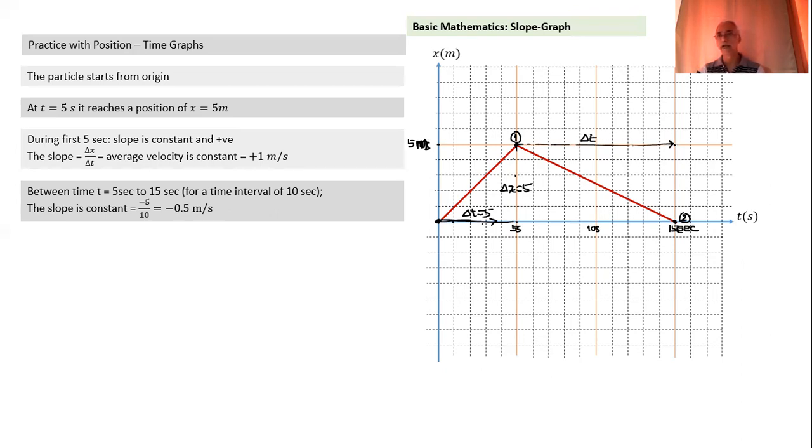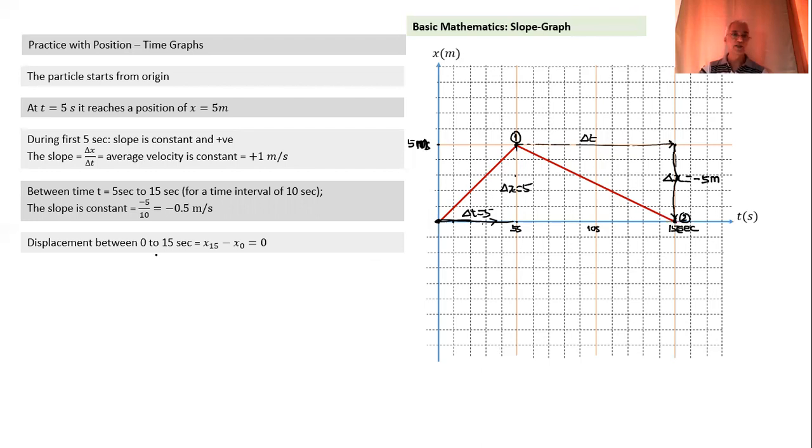Again, I'm making a kind of right angle triangle with those 2 points here. As we move along x direction, what is happening to the quantity on the y-axis? The quantity on the y-axis is decreasing, it's going down. And what is the decrease, delta x? Delta x is equal to minus 5 meter. And so this is what this indicates. So what is the slope? Slope is equal to minus 5 by 10, minus 0.5 meter per second. So 0 to 5 seconds, plus 1 meter per second, 5 to 15 seconds, minus 0.5 meter per second.